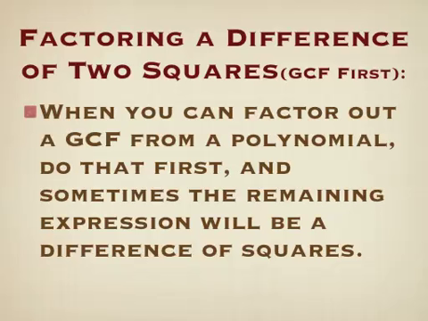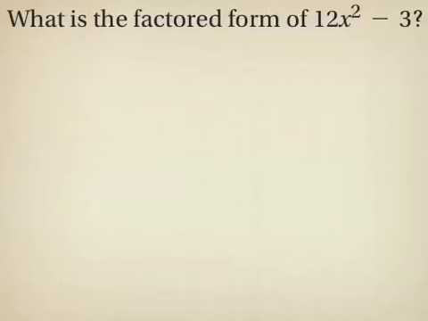Factoring a difference of two squares when you have to find the GCF first. When you can factor out a greatest common factor from a polynomial, you do that first, and sometimes the remaining expression will be a difference of two squares. So if we look at the example, what is the factored form of 12x squared minus 3? Notice this is a difference of two terms question. However, 12x squared and 3 are not perfect squares. But if you look at 12x squared and 3, they would have a greatest common factor of 3.